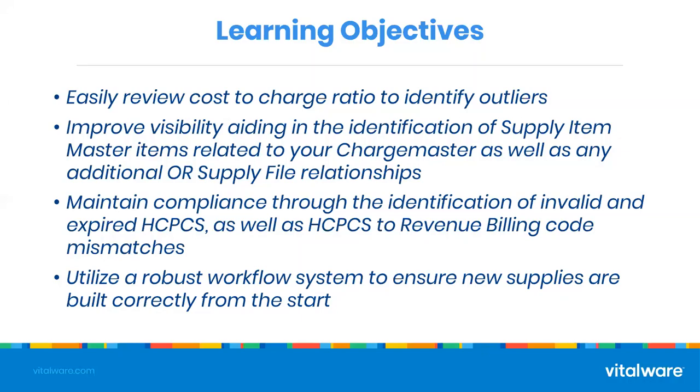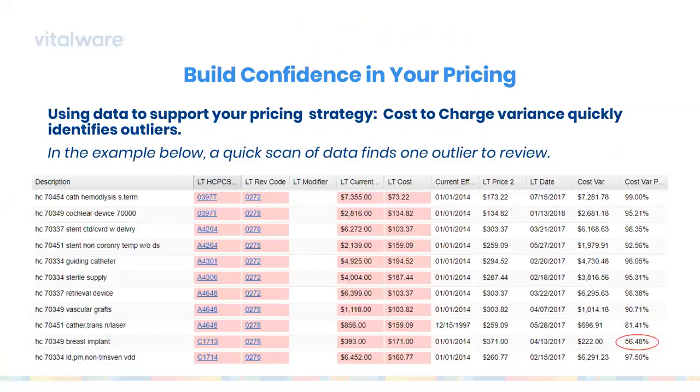So the very first thing I want to talk about is building confidence in your pricing. Using a cost to charge variance is a great way to increase your confidence that your pricing is where you want it to be. A lot of people will have a standard rate that they'd like to apply a certain percentage higher. In our Vitalware tools, we have the ability to analyze your cost versus your charge and tell you that percentage. So it's a really quick, easy way, and then using the filters, you can identify anything that's really out of line.